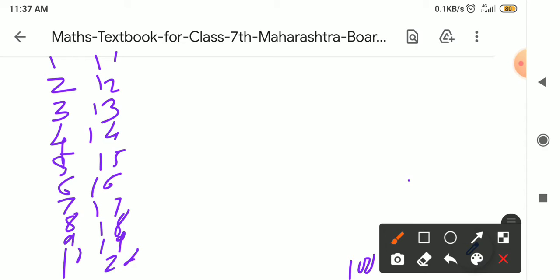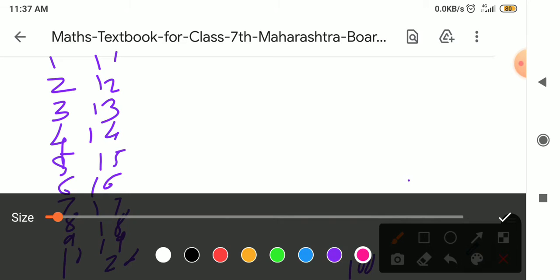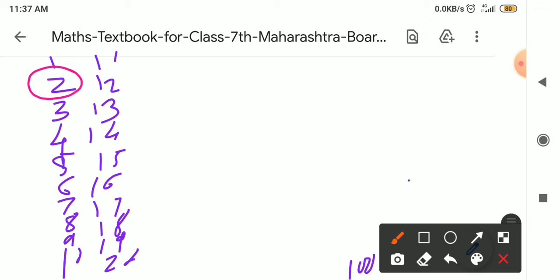Then you have to circle the numbers which are present in their own table only, or not divisible by any other number. For example, 2 is present in the 2's table only, 2 ones are 2. One more thing to keep in mind: 1 is not a prime number and not a composite number, because 1 is present in every table, like 12 ones are 12, 3 ones are 3, 19 ones are 19.